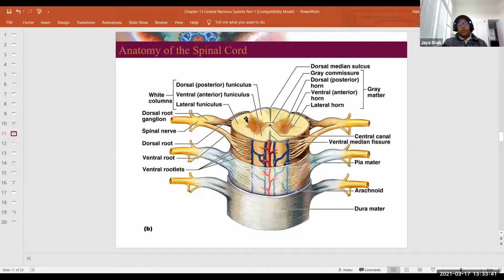Now let's go to the gray area here. The gray area has gray matter. We have the posterior or dorsal horn. Then we have the lateral horn, and we have the ventral or anterior horn. Why is it important to know all these areas? Because they have different functions. That's why it is important to know them. Are you following me?